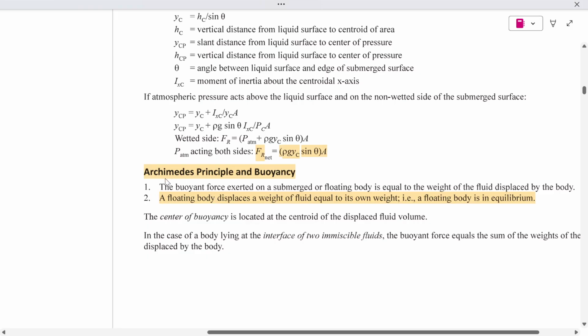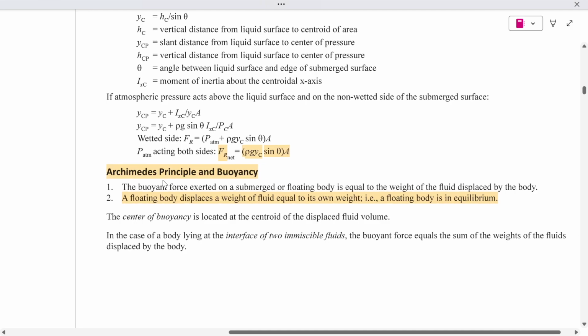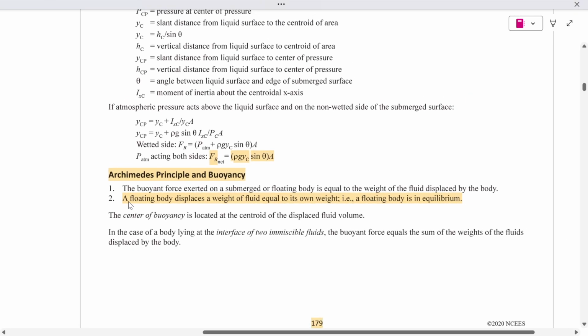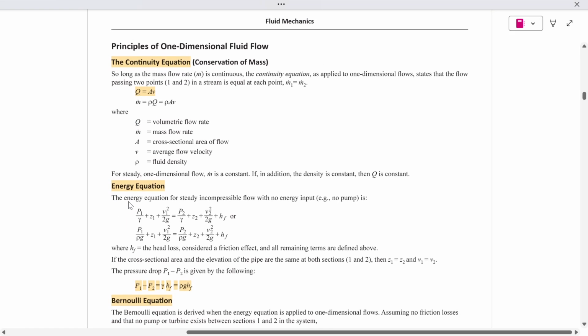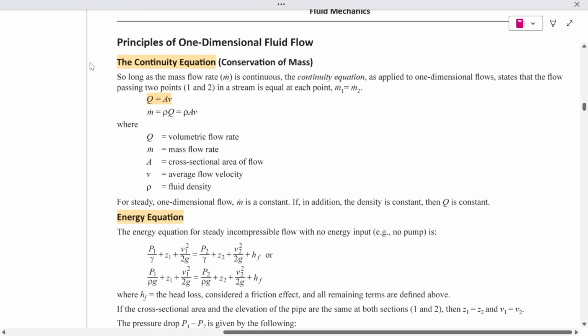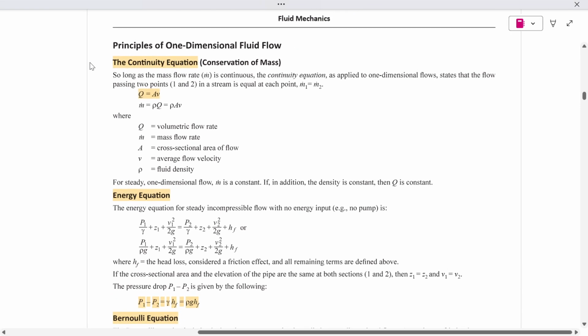Archimedes' principle, okay. There are two different points mentioned about it. The one that is more highlighted in the FE is the second point, but we'll get into that one as well. We'll discuss it deeply to get a better understanding. Continuity equation: Q is equal to AV, where A is the cross-section area, V is the average flow velocity, and Q is the volumetric flow rate, okay. Very important equation.